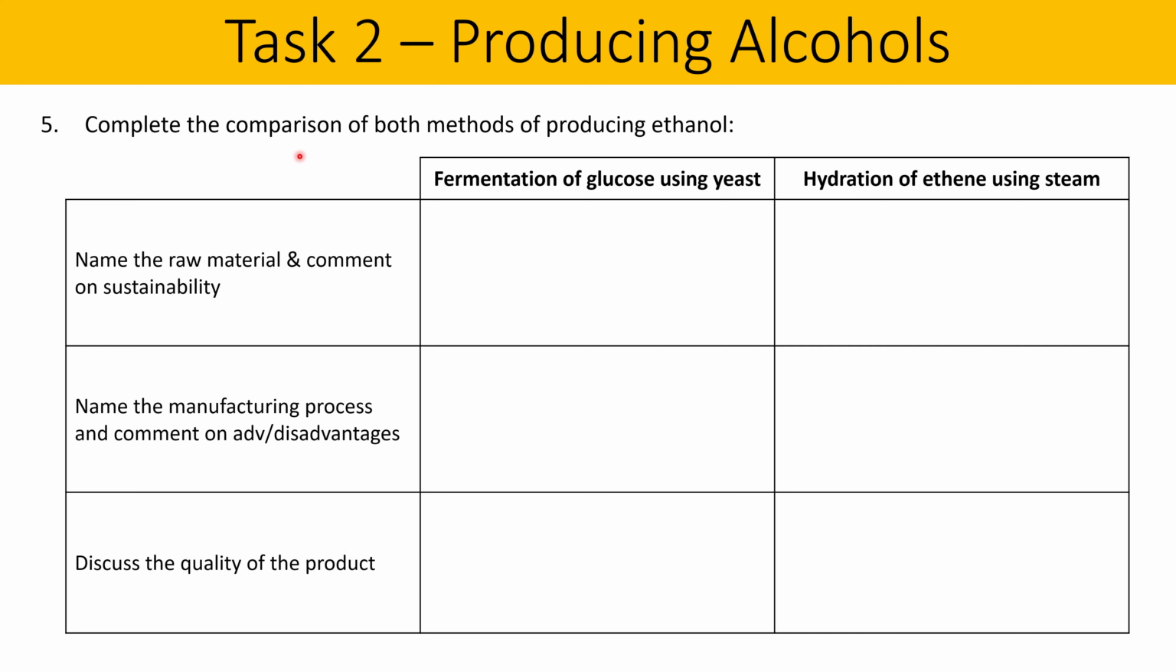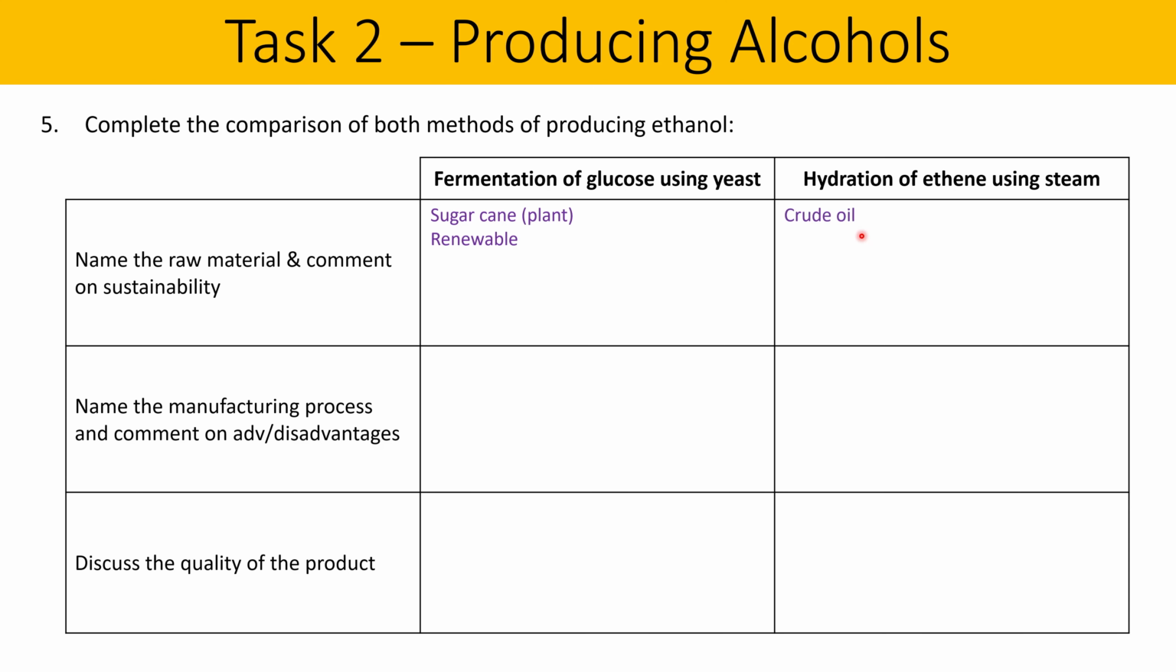Next up, we're asked to complete the comparison of both methods of producing ethanol. So we need to compare fermentation of glucose using yeast with hydration of ethene using steam. So we've first got to name the raw material and comment on the sustainability of that raw material. So the raw material for fermentation of glucose using yeast is sugarcane, which is a plant. And this is a renewable raw material because it can be regrown. For the hydration of ethene using steam, our raw material is crude oil, which is non-renewable.